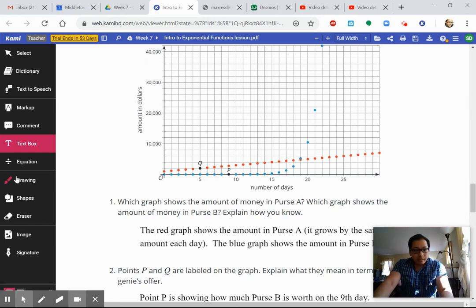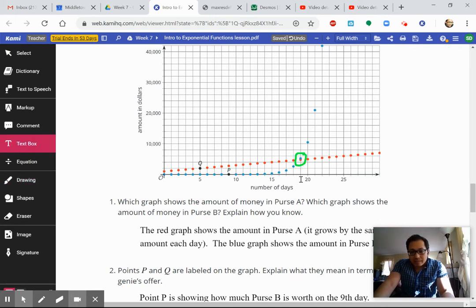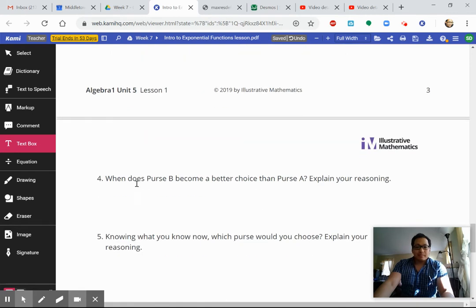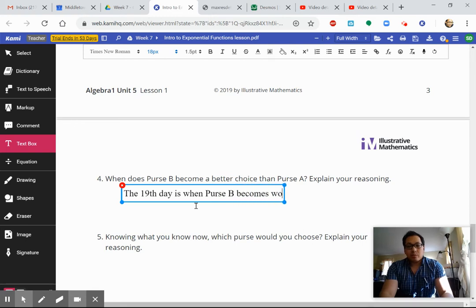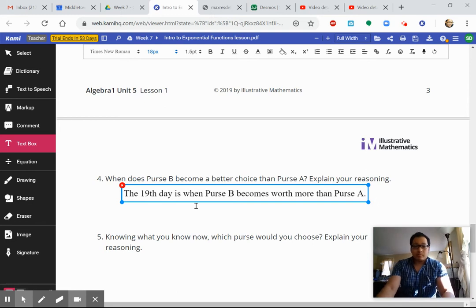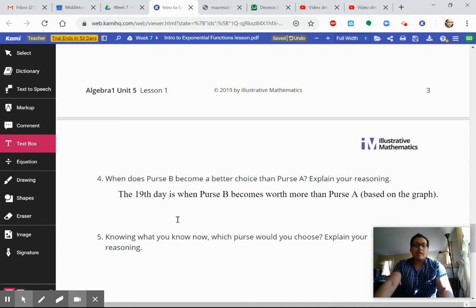It looks like right here, right? Right about here, right? That's where the blue graph looks like it's finally bigger. So what day is that? Well, it looks like it's the day just before the 20th, so it's the 19th day, right? The 19th day is when purse B becomes worth more than purse A. We can see it based on the graph. Again, just explaining how I know that.